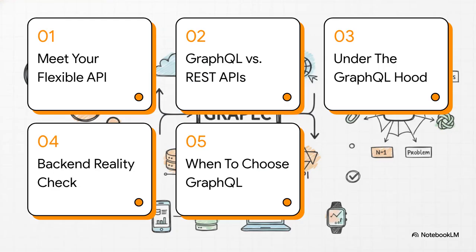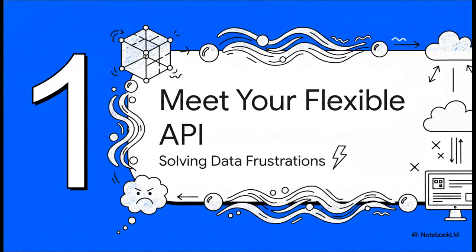So here is our roadmap for this explainer. We'll start by meeting your new flexible API, then we'll compare GraphQL head-to-head with REST APIs, look under the hood at how it works, do a quick back-end reality check, and finally figure out exactly when you should choose to use it.